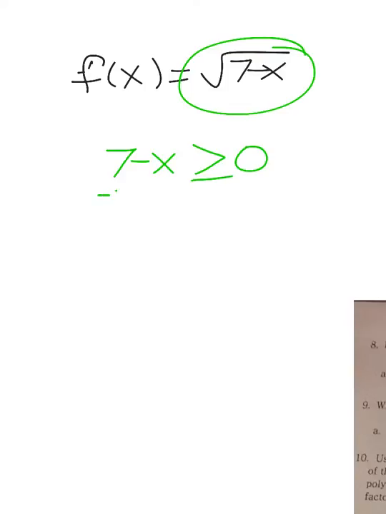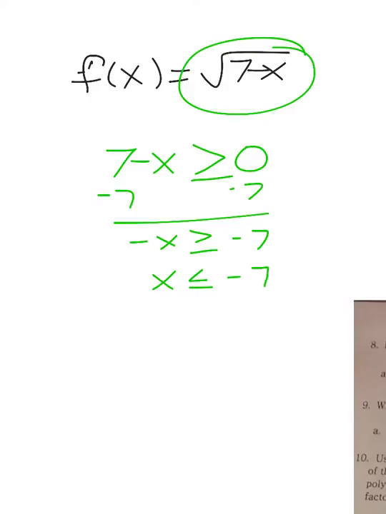So I subtract 7. So I get negative x is greater than or equal to negative 7. Divide by negative 1. Remember, when you divide by a negative, it flips the sign. So I have x is less than or equal to 7. So it's going from negative infinity to 7 is the domain. Okay, so let's take a look at b.